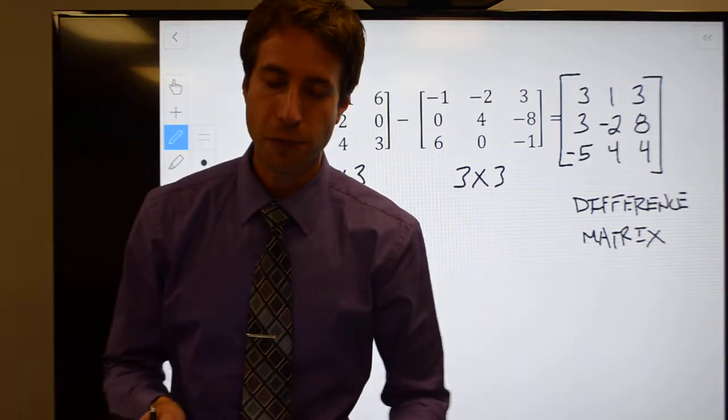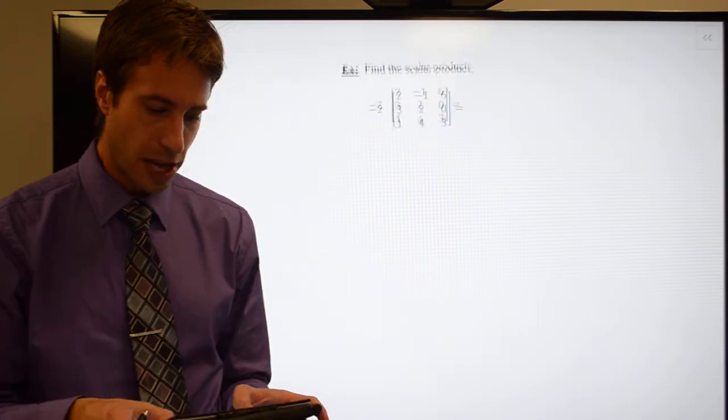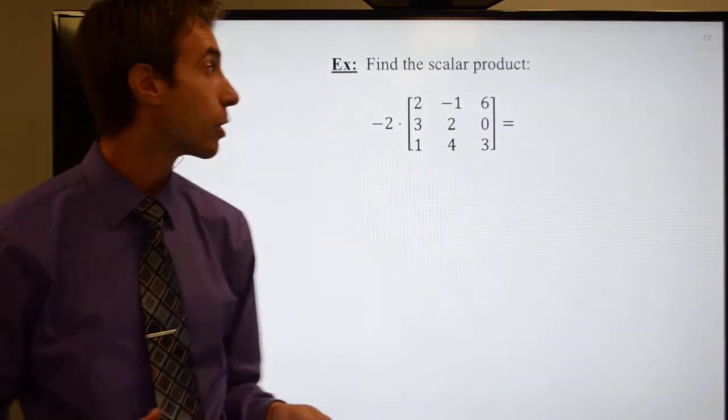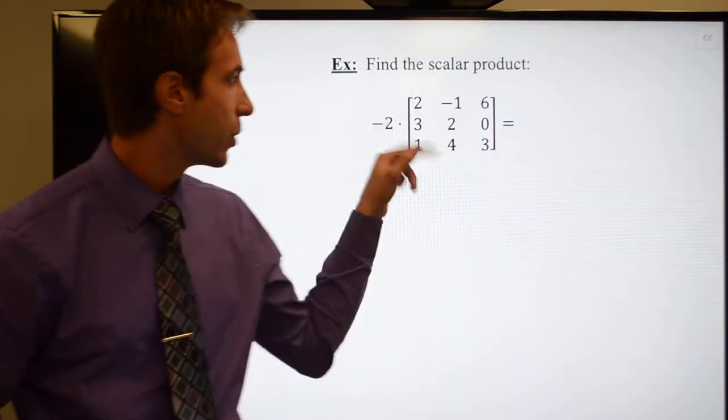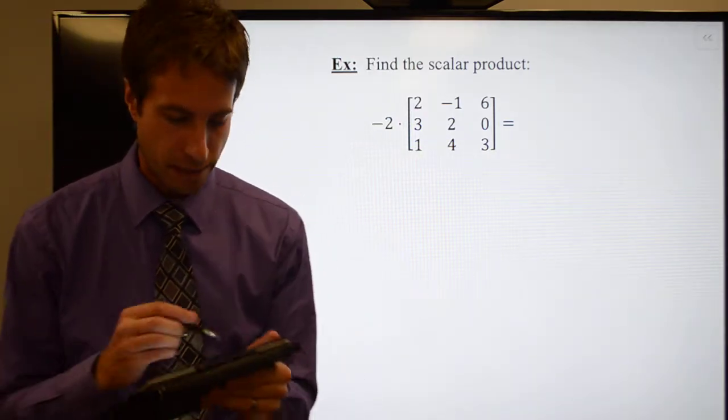Hopefully you feel really comfortable now with addition and subtraction. Let's try a scalar multiplication problem. Here's what I want you to do. I want you to find the scalar product for this guy. I've given you a 3 by 3 matrix. I want you to multiply it by a scale factor of minus 2.